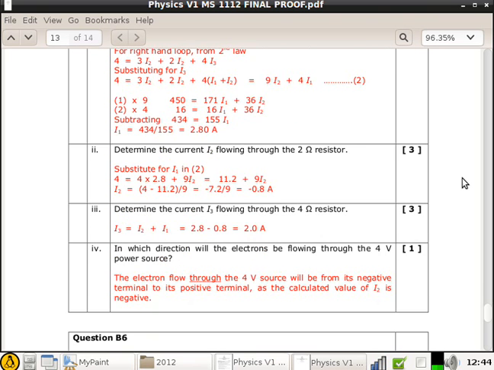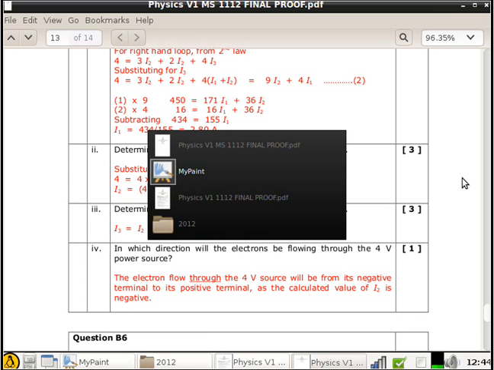Sorry, yeah. The electrons flow through the 4-volt source. Okay. So the electrons flow through the 4-volt source will be from its negative terminal to the positive. So the electrons go from negative to positive on the diagram.